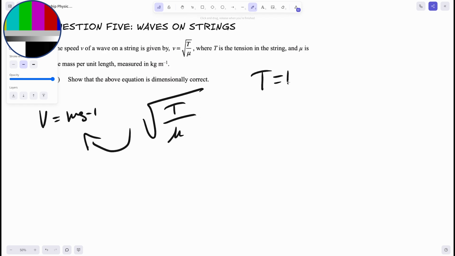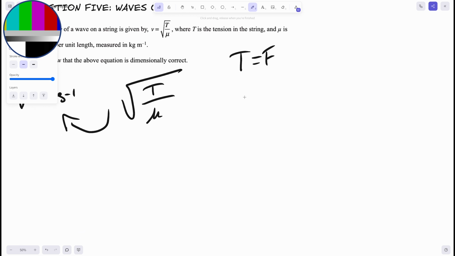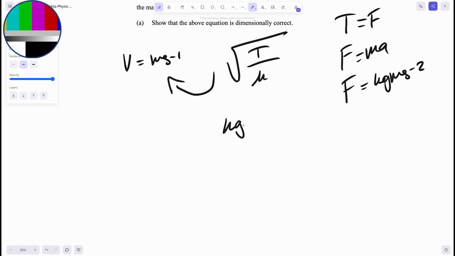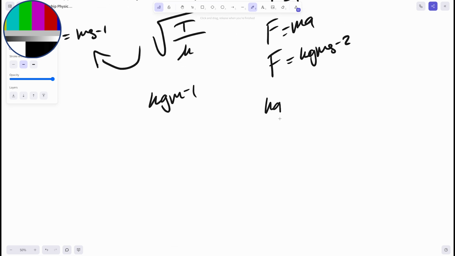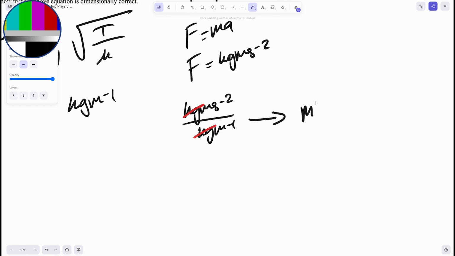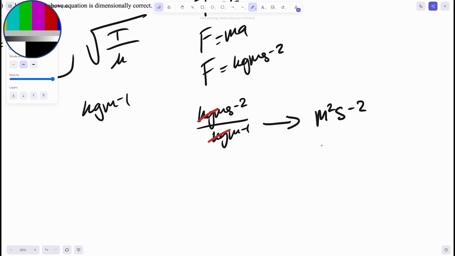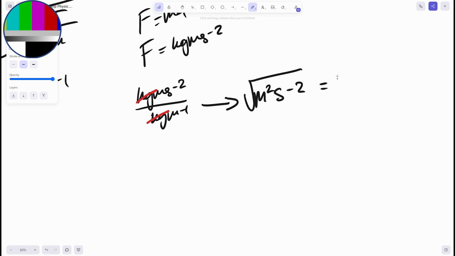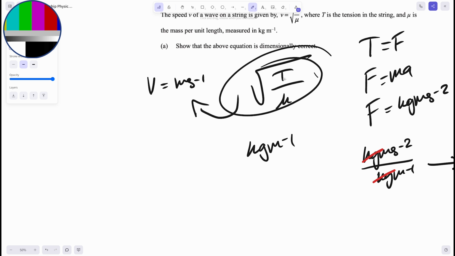So we know that tension is a force, so we can use any force equation. Let's use F is equal to ma, and therefore dimensionally a force is equal to kg meters per second squared. Mass per unit length dimensionally is kg per meter, and so we have kg meters per second squared over kg per meter. The kg's cancel out, and we're left with meters squared per second squared. Now, as this is all over a square root, we can square root this, and this gives us meters per second, which means that this equation is dimensionally correct.